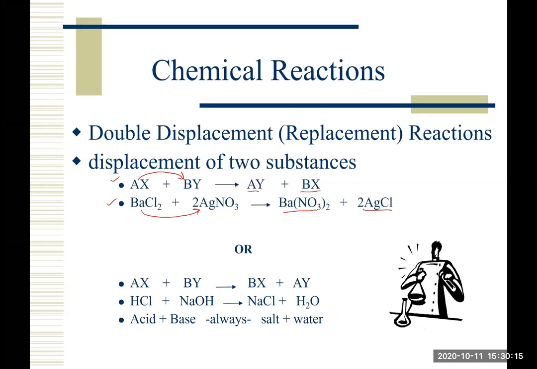We can also have double displacement reactions that are categorized in another way. They may be categorized as an acid-base reaction. In this case, we have an acid reacting with a base. If it's a strong acid and a strong base, it's always going to form a salt and water. In the generic reaction, we have AY reacting with BX to form BY and AX.